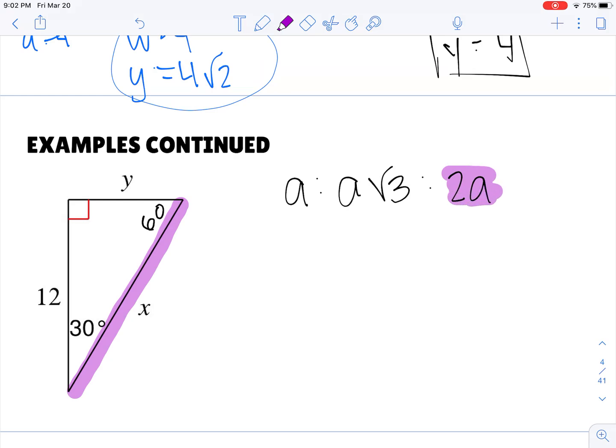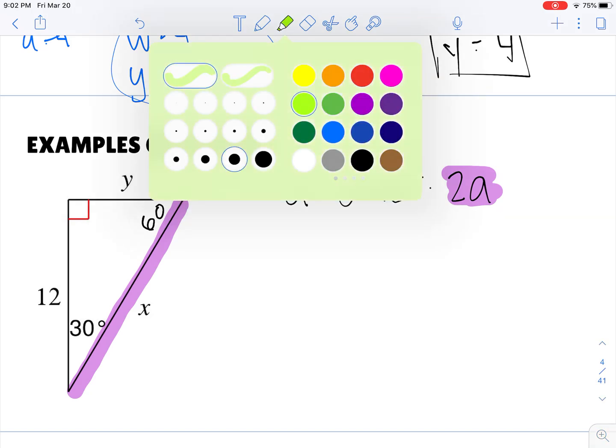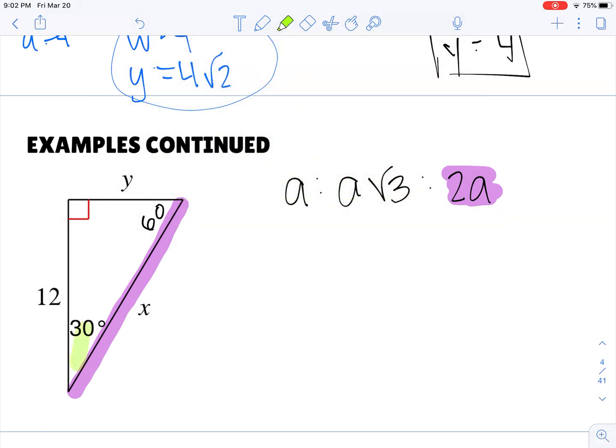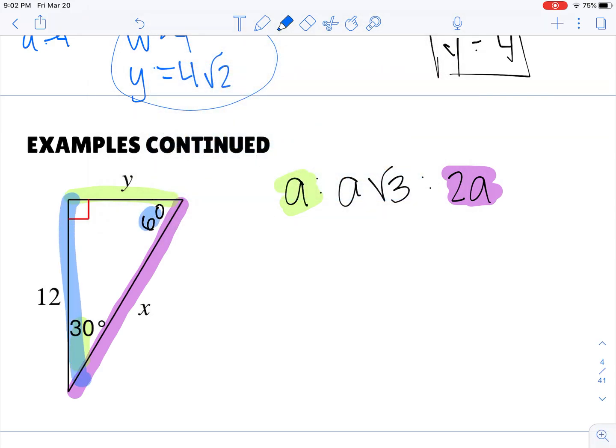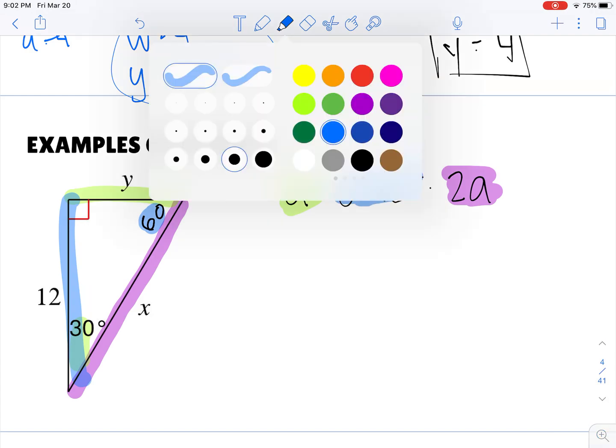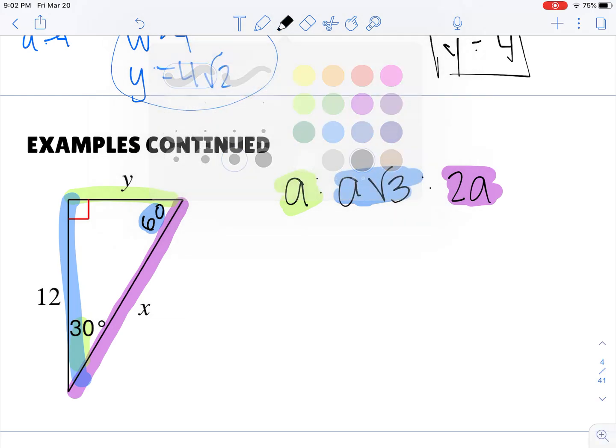That would make sense. The short leg is always opposite the 30 degrees. So here's 30. The one across from it would be here. So that means that the short leg is in green. And lastly, the long leg is opposite the 60-degree angle. There's the long leg. So let's start solving with what we have from here.